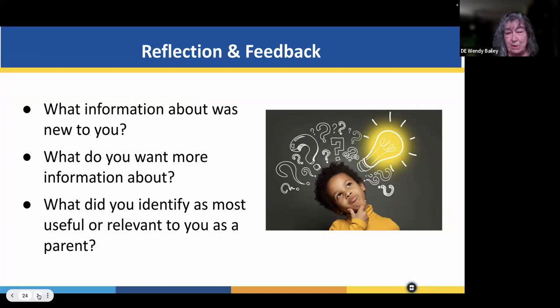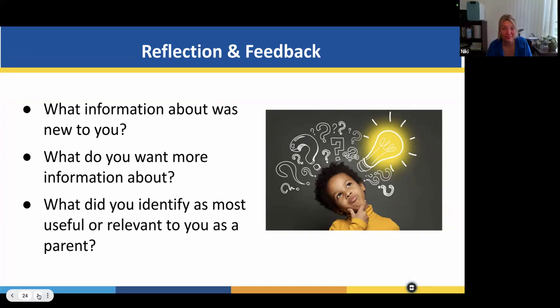So is it a parent's right to be able to go to the school and say, are you using the screeners? Have you completed a screener for this child? Absolutely. And you can say that I know the regulations say that we need to be screening in all of these areas. Are you doing that?